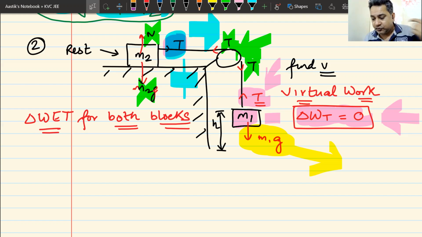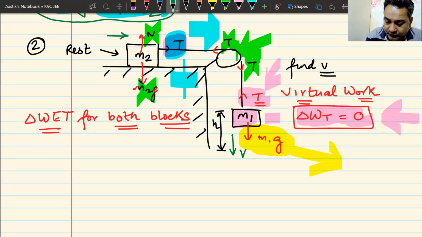Obviously, the velocity of both the blocks is going to be the same. If I call the velocity of block number 1 as v, which is downwards in green, the velocity of block 2 would also be v, magnitude-wise same, but along the right. They are connected by the same string, so the velocities in magnitude would be the same.